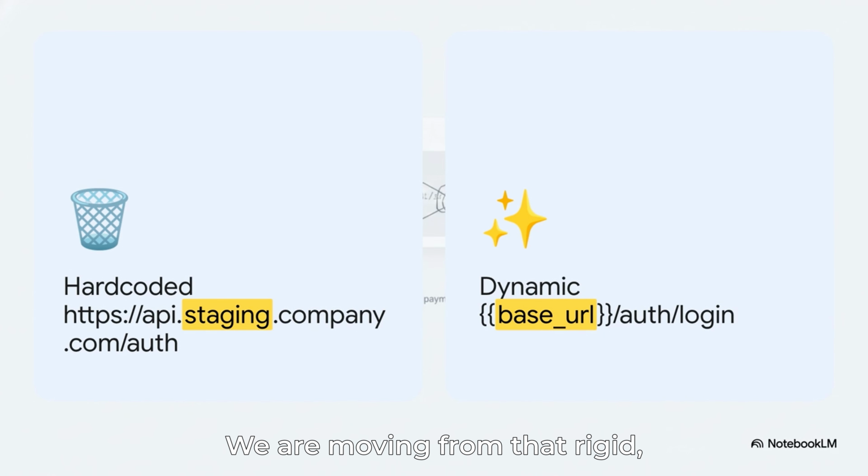But the fix here is simple and honestly profound. We are moving from that rigid, messy, hard-coded URL string on the left, where you literally have to manually erase staging and type out production every single time the context changes, to a clean, dynamic variable string on the right. By just replacing the hard-coded domain with a variable, that exact same request can be reused across any server or context without editing a single character of the request itself. It is a real game changer.